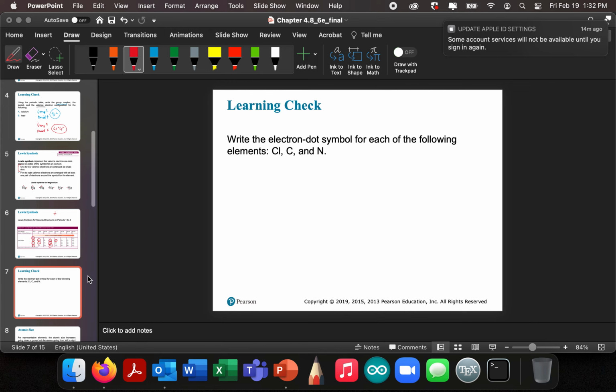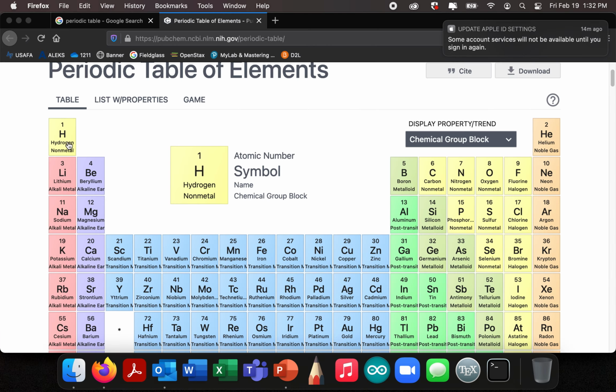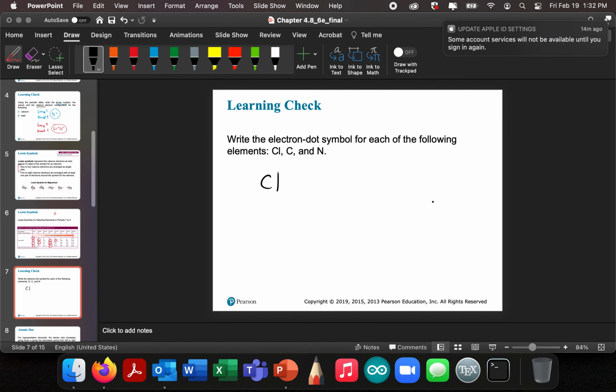Okay, so as a learning check, pause the video, look at your periodic table, and write the electron dot symbol for each of the following elements. Okay, I'm going to suppose you did that. And first of all, I'm going to start with chlorine. Chlorine's in group 7. Watch this. 1, 2, 3, 4, 5, 6, 7. So chlorine's got 7 electrons. Okay, so that's the Lewis symbol for chlorine.